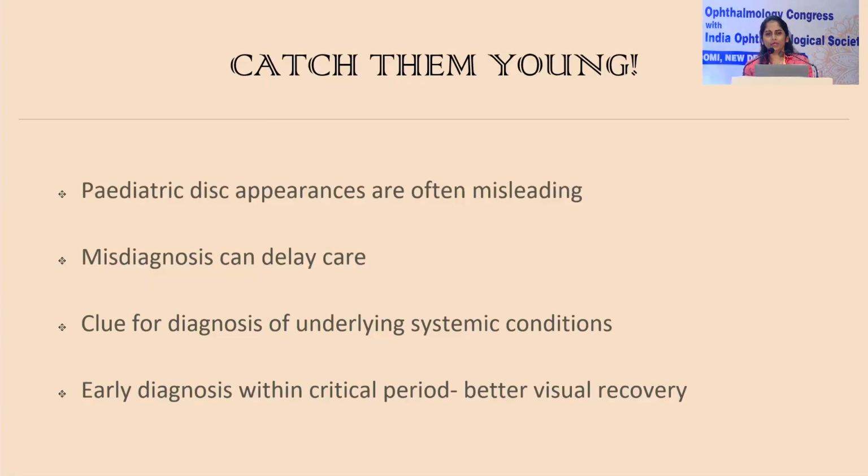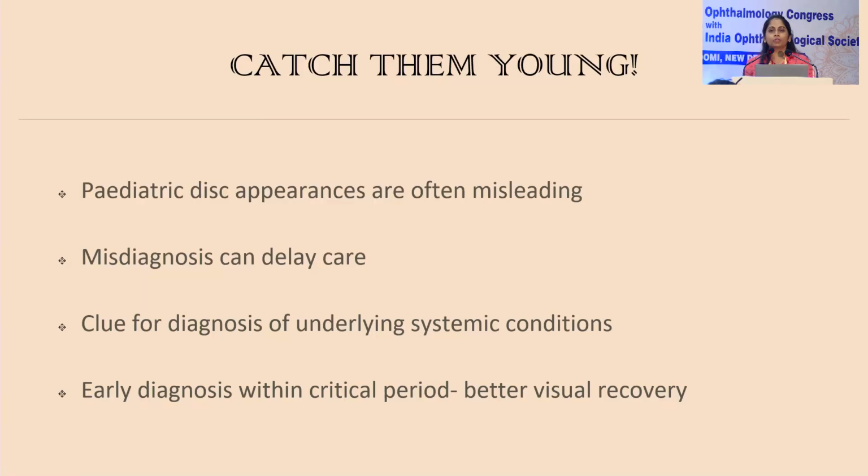So, why do we need to know? The importance of catching these children young is that many of these pediatric optic nerve head disorders are quite misleading, and sometimes there can be a delay in diagnosis. We have to catch them young because they are in the neuroplastic age group.